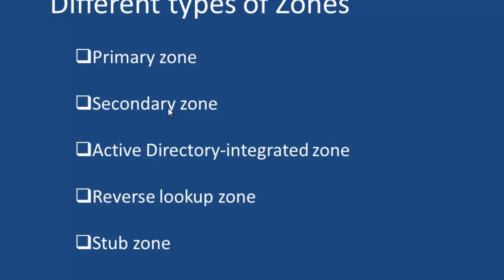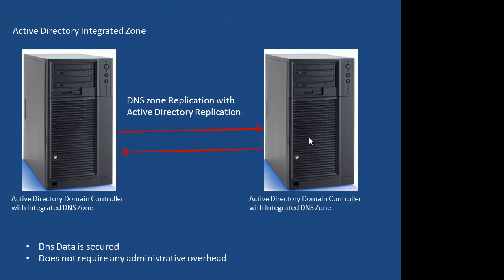There are different types of zones. We have a primary zone. We can have a secondary zone. We can have the Active Directory integrated zone that we mentioned just now. We can have the reverse lookup zone, and we can have the stub zone. Active Directory integrated zone. Let's talk about that one.